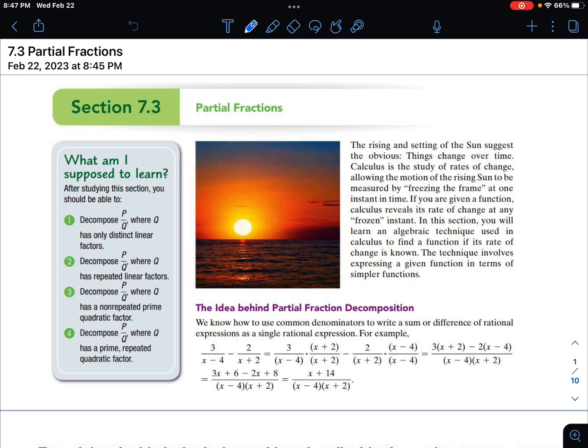Today, we're going to be doing something called partial fraction decomposition. In the past, in Algebra 2, you were able to combine two fractions like such. You notice that this had x minus 4, and this had x plus 2. What you did is you multiplied each of these by the opposite denominator. So we multiplied this by x plus 2 over x plus 2, and we multiplied this by x minus 4 over x minus 4. When you do that, you're able to combine these into one fraction with one denominator.